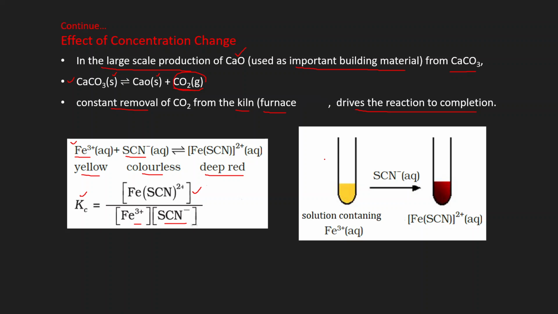With the help of a diagram, we can also represent this. This is the solution containing Fe3+ ion, which is yellow in color. And as soon as we add the colorless thiocyanate ion, we will get a deep red color due to the formation of this complex ion, FeSCN2+.